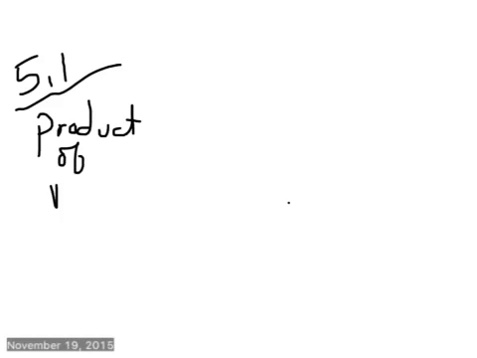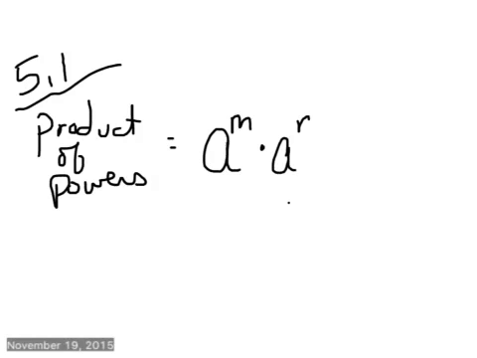Okay, on page 330, this section we're going to be talking about is the properties of exponents and how they work. So the first property is called product of powers. And that is if you have a to the m times a to the n.